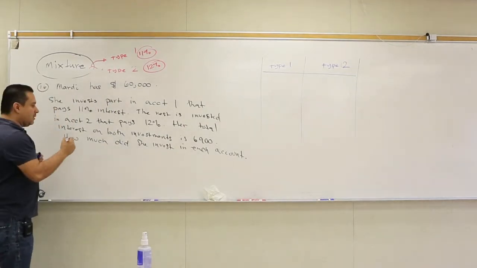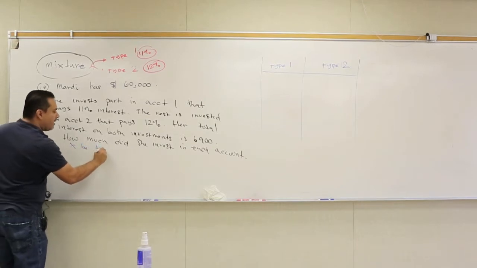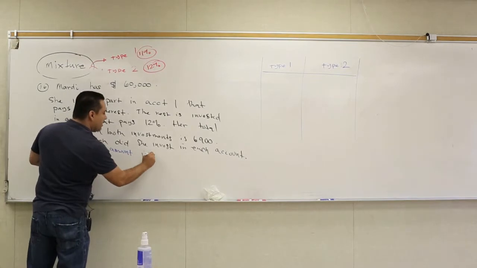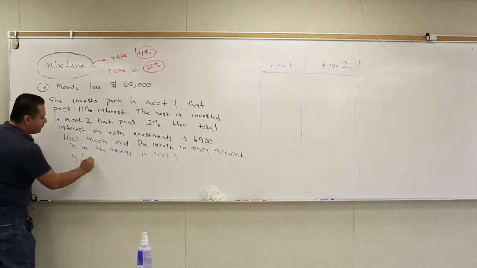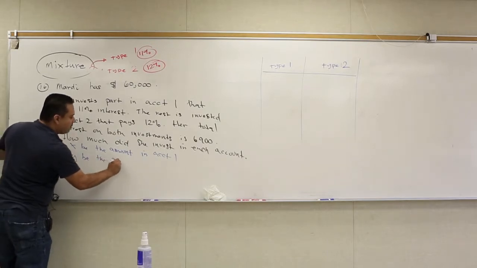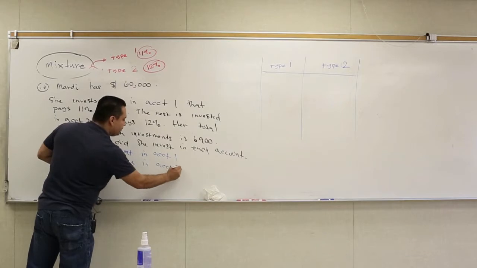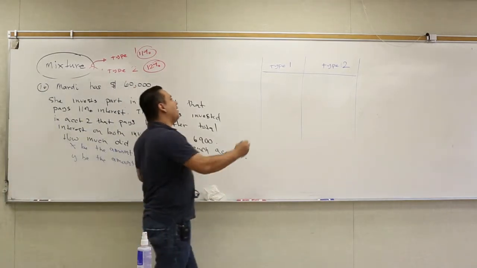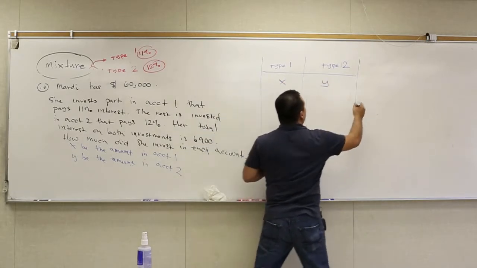There's 2 accounts. So I'm going to say let X be the amount invested in account 1. And we're going to let Y be the amount invested in account number what? 2. So you got X and you got Y. X is the amount in account 1. Y is in account 2.